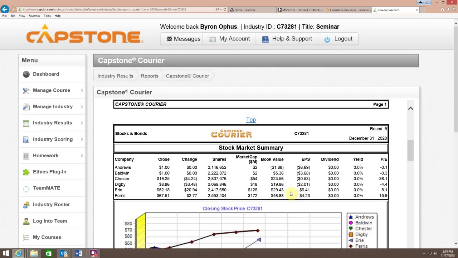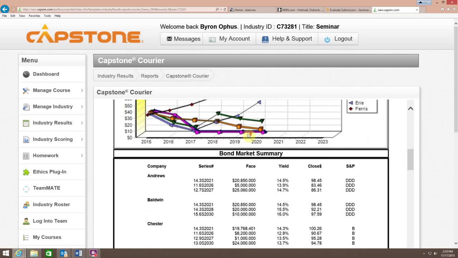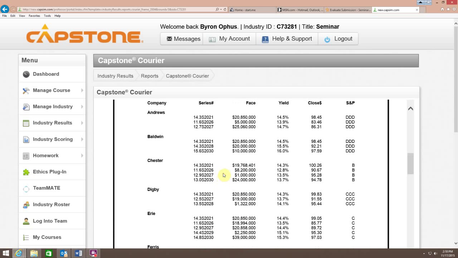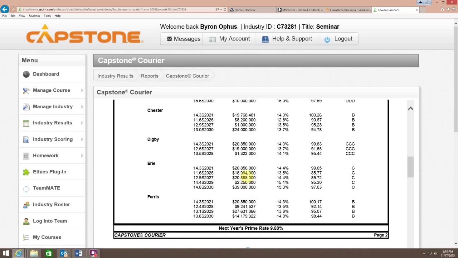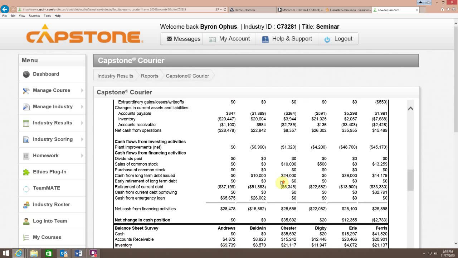All right. So we see earnings per share. Erie was successful there. Again, all the student-run teams were negative. Chester barely so. Stock prices, yeah, Erie's made a nice turnaround. We see the student teams are either hanging at the bottom or, for the most part, on their way up. Other than Erie and Ferris, kind of heading up there, but it looks like they might be peaking too. We'll see. So debt. Chester took on some debt. Erie, big time debt. Huge debt.